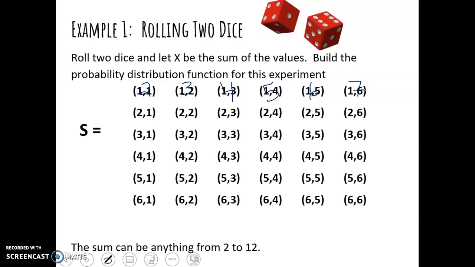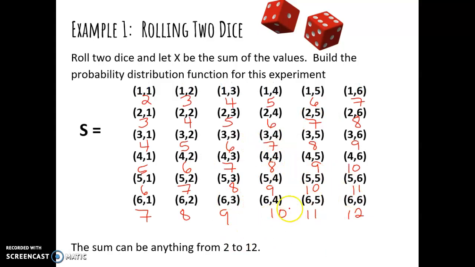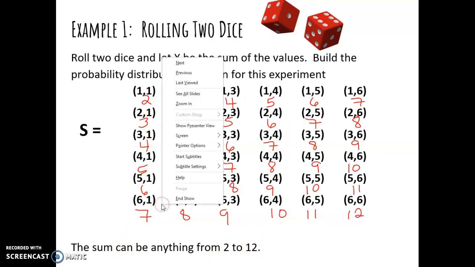So you could roll a 1 and a 1, or a 1 and a 2, a 1 and a 3, a 1 and a 4, a 1 and a 5, 1 and a 6. And if I add those two dice together, like here, 1 plus 1 would be 2, or here, 1 plus 2 would be 3, 1 plus 3 would be 4, so on and so forth. And so now you can see that I have filled in all of the sums of all of the possible numbers you could get if you rolled 2 dice. And the sum can be anything from 2 to 12.